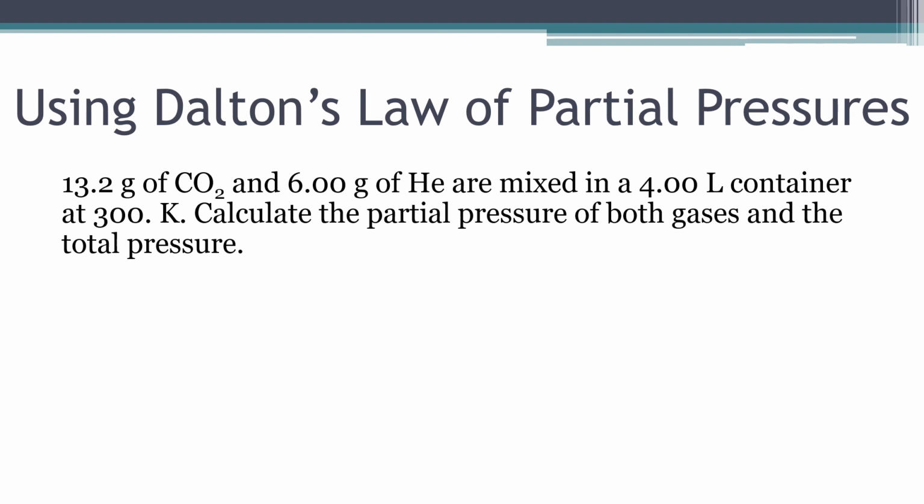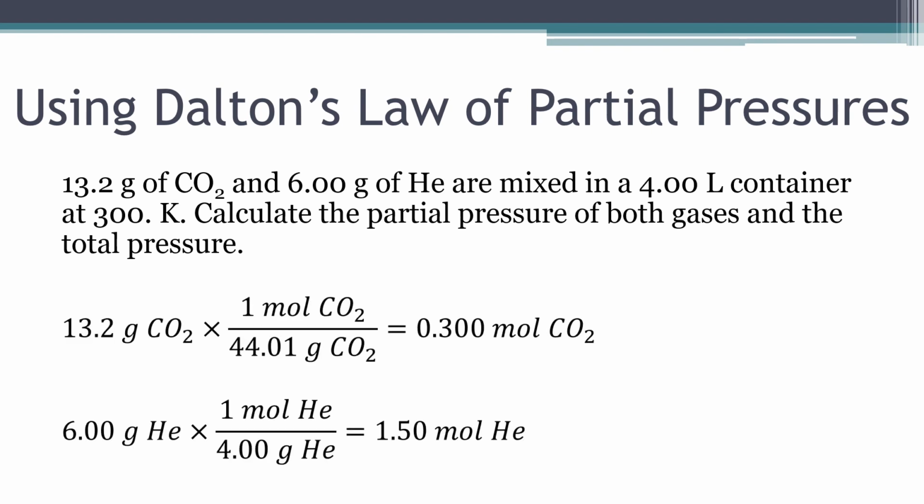Because we have a mixture of gases, we'll use the ideal gas law to find the partial pressures for each gas. Then use Dalton's law of partial pressures to find the total pressure by simply summing the partial pressures. First, I'll convert the masses to moles using the molar mass for each gas.